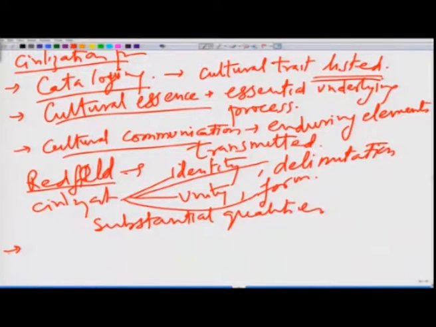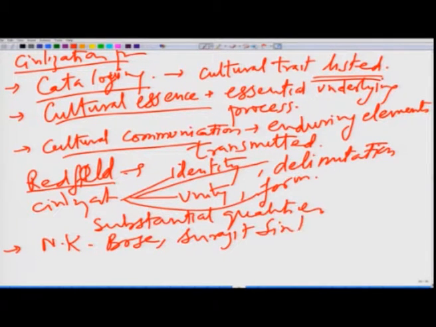So, in the civilizational perspective, if you try to see the various contributions, the pioneers, N.K. Bose, as I referred earlier, is one of the legendary. Then we have Surjit Sinha, and also we have B.S. Cohen, whose contribution we can say is important with regard to the civilizational perspective.